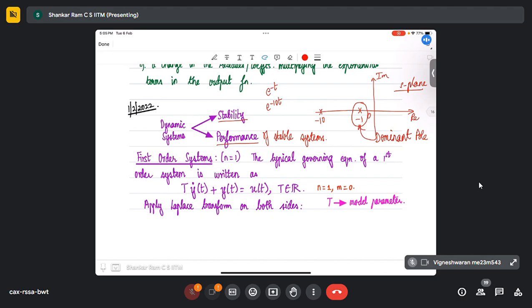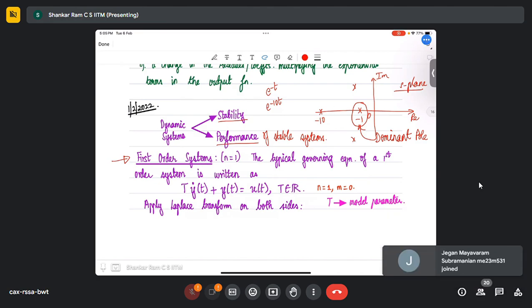Typically we can have a real dominant pole like this, or we can have a pair of complex conjugate dominant poles. That is why, when we look at performance quantification, we by and large study the standard first order system and second order system. That is what we are going to do in the next few classes, where you and I are going to characterize performance metrics by looking at the response of first order systems and second order systems, right?